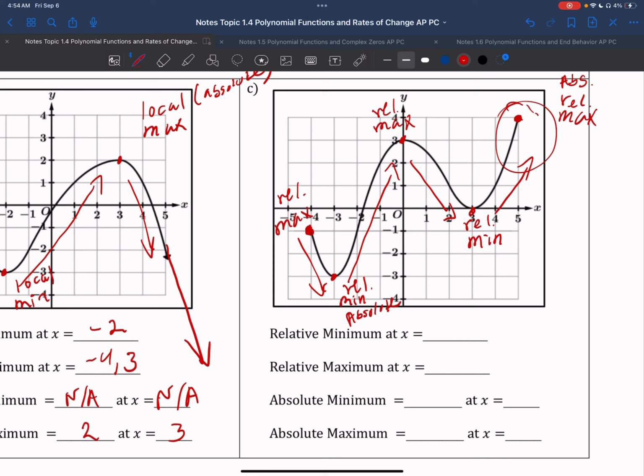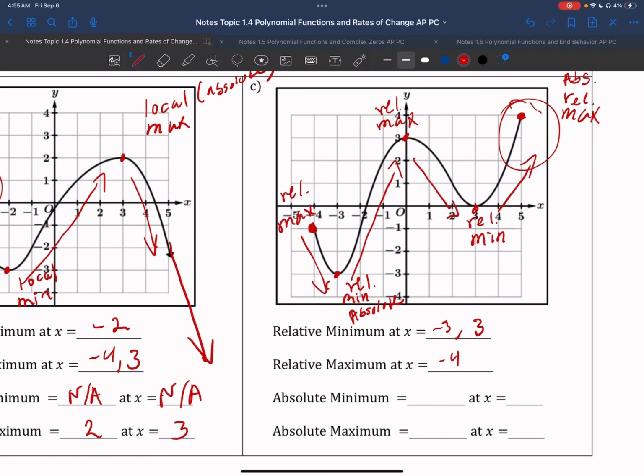So they want my relative minimums. I have two of them, one at x equals -3 and one at x equals +3. For my relative maximums, I have 1, 2, 3 of them at x equals -4, x equals 0, and x equals 5. Now looking at my absolute minimum, the lowest point in the whole graph is here, which has a y value of -3, and it happened at x equals -3, this one. And then the last one, the highest point in the whole graph, which is here with a y value of 4 at x equals 5.